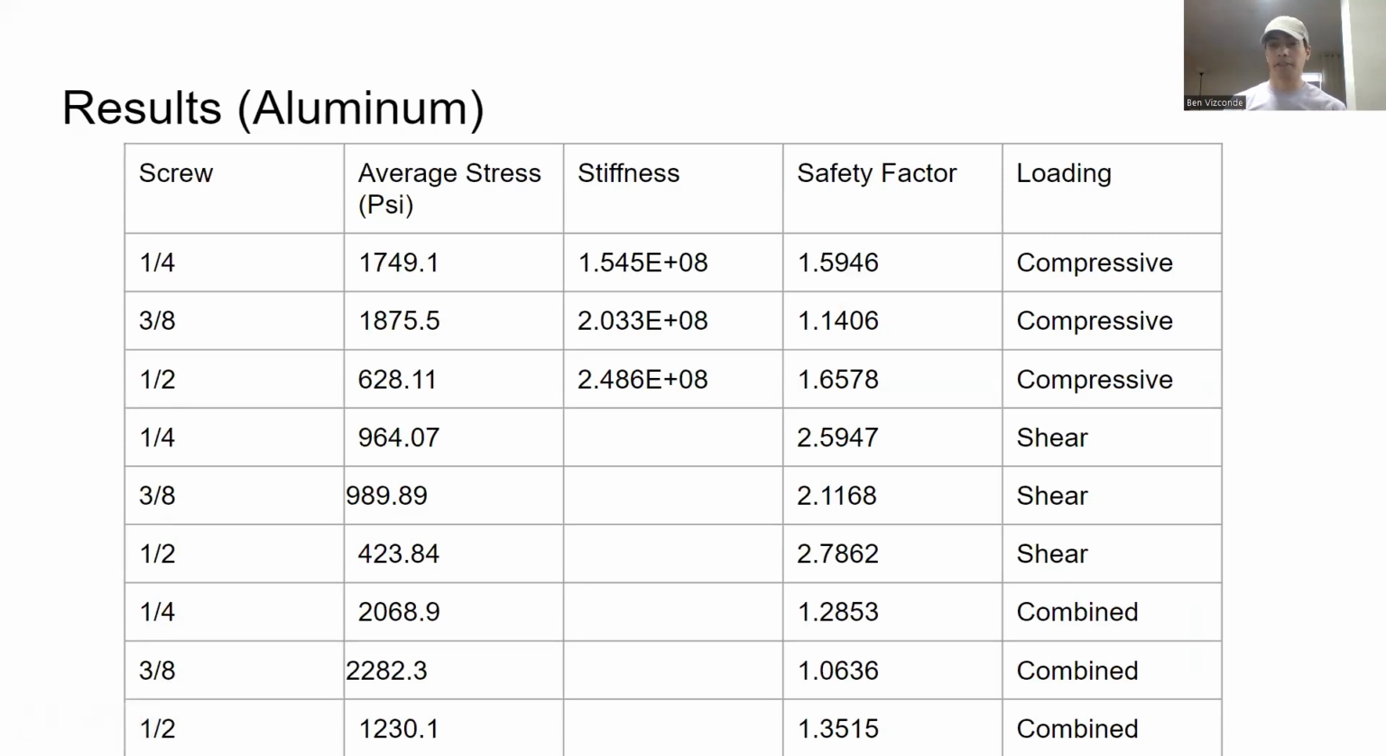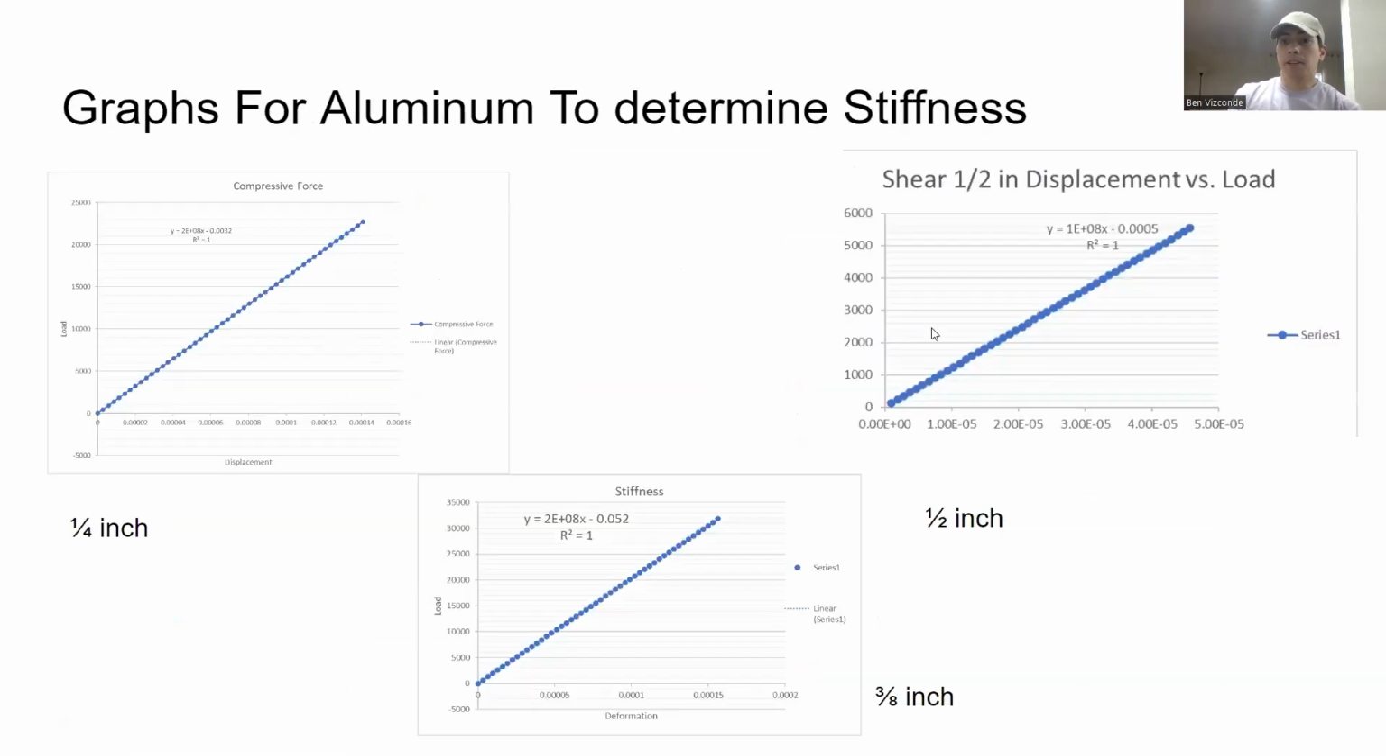The first ones we ran for the aluminum plate. So we ran 3 different types, being our compressive, shear, and then both compressive and shear. But for each of these, the half-inch always beat out the other 2 by having the least average stress, highest stiffness, and highest safety factor. So these are the graphs I mentioned before about the load versus displacement. This is how you're going to get your stiffness value.